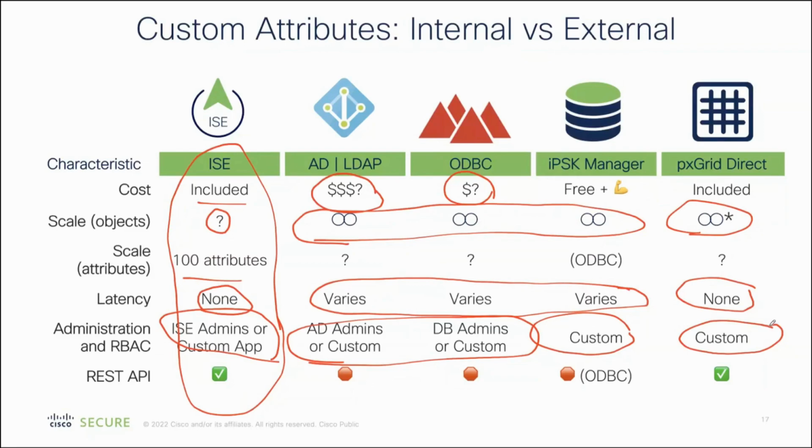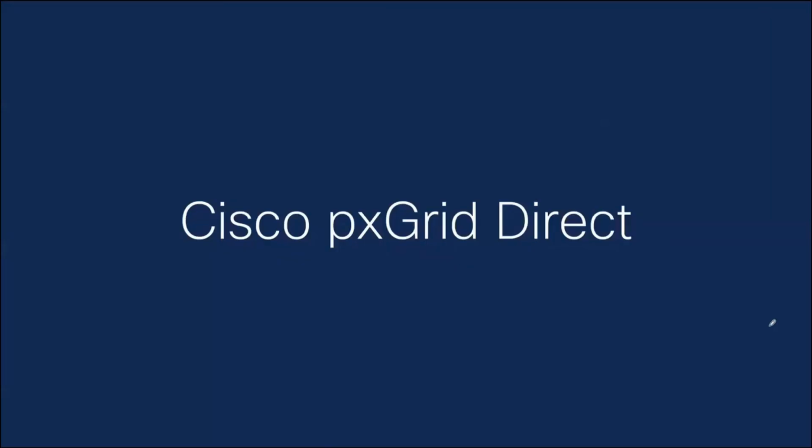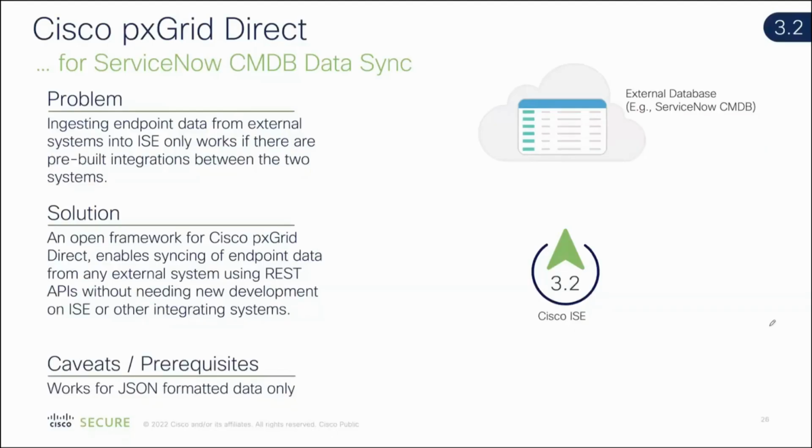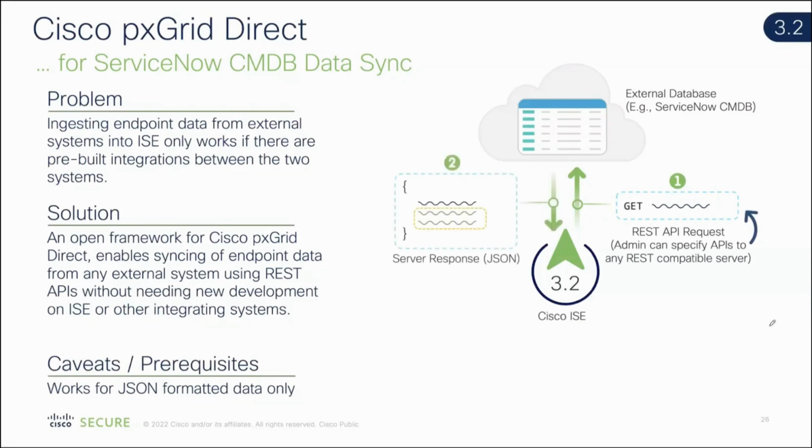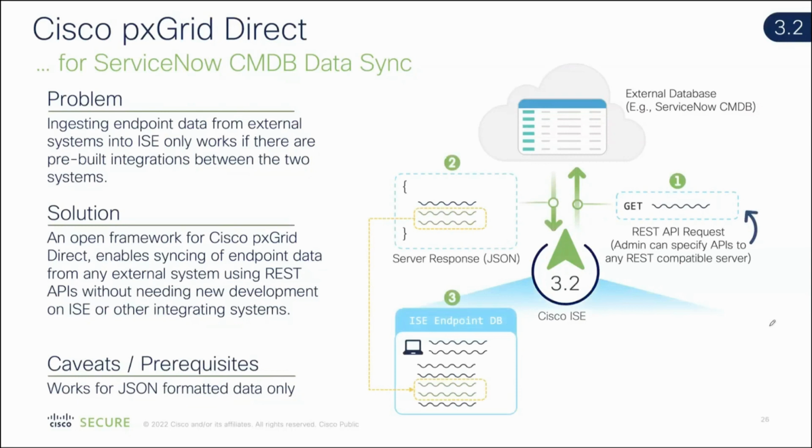So real quick, I want to talk about pxGrid Direct for those of you that may not have seen it in ISE 3.2. This is one of the features I'm really excited about because you're able to get basically a table of information from some external database like ServiceNow. ISE will parse that, store it locally as a table, and now it's available like an endpoint database in order to do things like authorization policies and things like we were doing today.